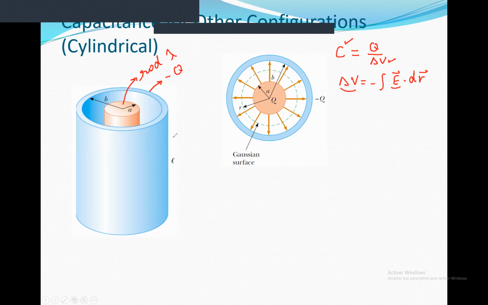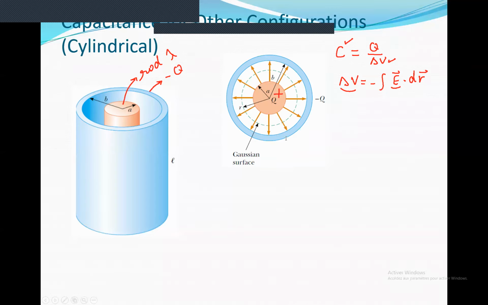To calculate E, we can use Gauss's law. Here in this figure, we have a top view. We are looking from here. As you see, between the rod and the cylindrical shell, we have a field out of the rod because the rod is positively charged. So I need to calculate this field.